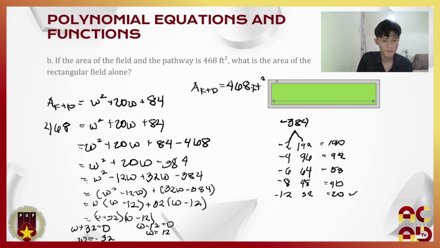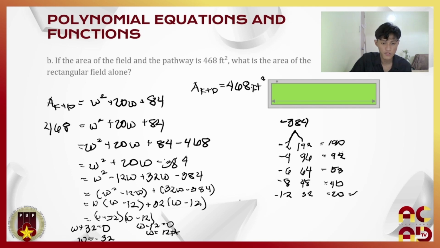So dito, meron tayong dalawang roots. Siyempre kasi quadratic yung ating function. But yung susundin natin is yung positive na root since ang hinahanap natin is ang width and wala namang negative na width. So ang kukunin na natin na width ay itong 12 feet. So lagyan natin ng feet. And then hindi pa tayo tapos kasi ang hinahanap nga ay area ng rectangular field at hindi lang yung width.